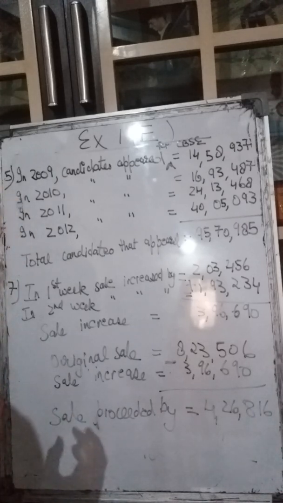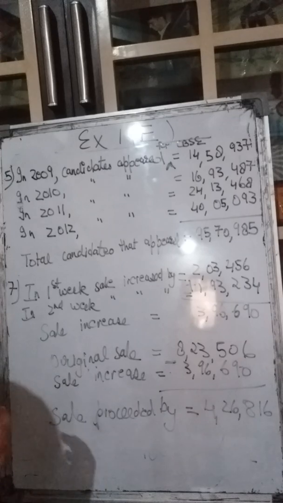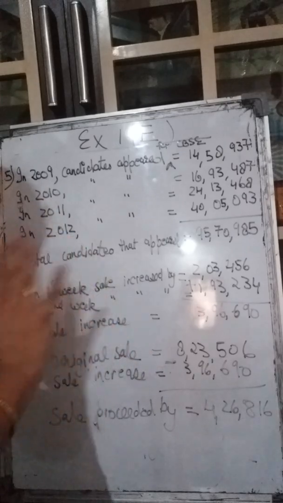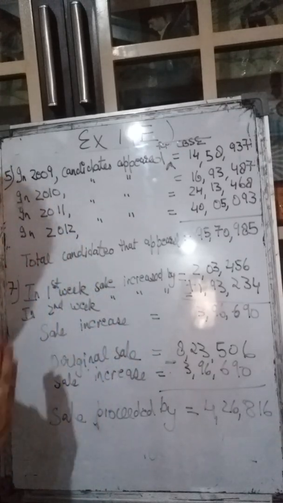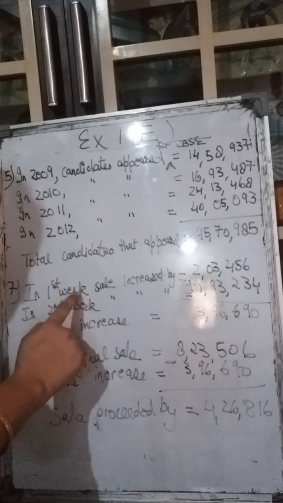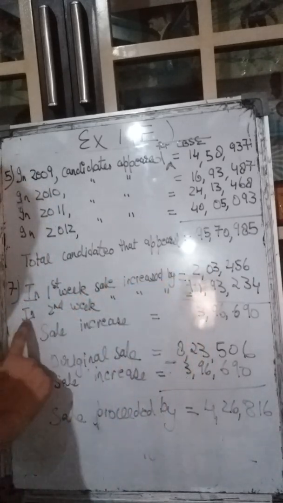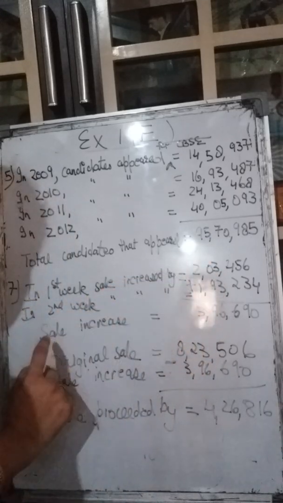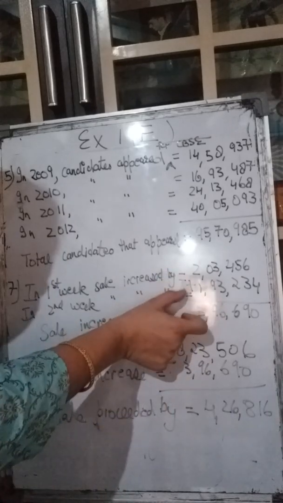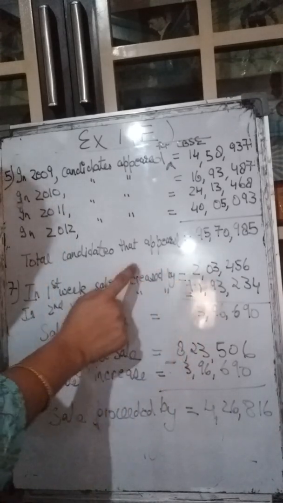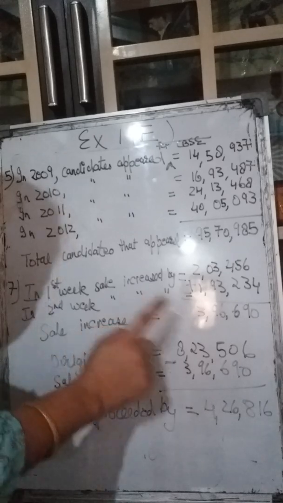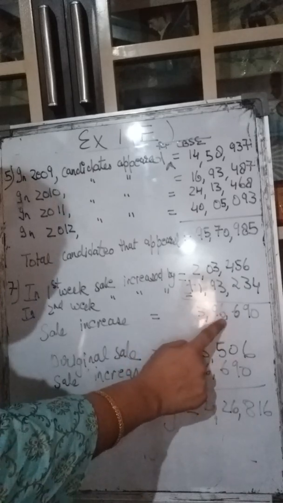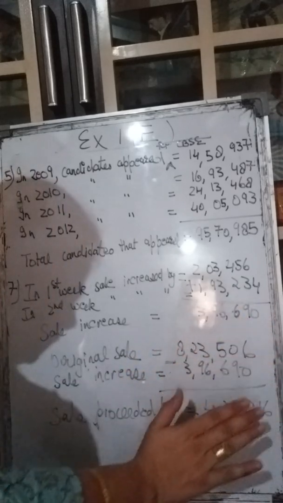Now the sale proceeded by rupees 2,03,456 in the first week. The original sale was something else. And this sale was increased in the first week by this many rupees and in the second week by this many rupees. So first let's find out the total sale increase. Okay, how can we find out? By adding these two sale increases for the first week and for the second week. Got it? We will find out the total and we get that the sale increase is 3,96,690 rupees. Is that clear?